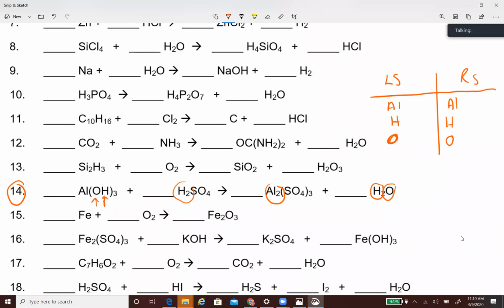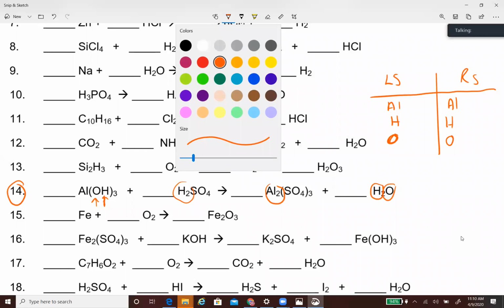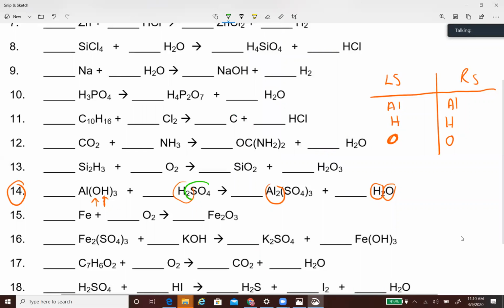But what I also notice, and this is what I mean by make your life easy, I also notice that there's sulfate on both sides. There's sulfate here and there's sulfate here. So instead of taking the sulfate and splitting it up, what we can do is keep it as one unit. That will make your life easier.